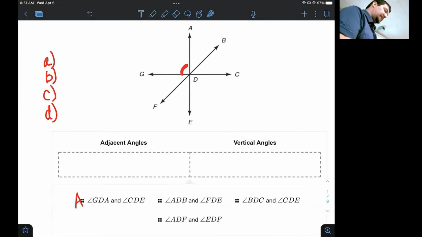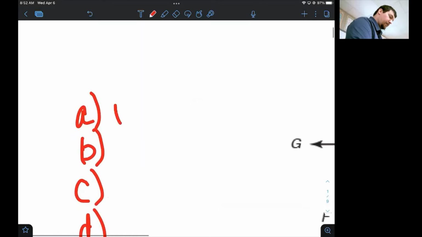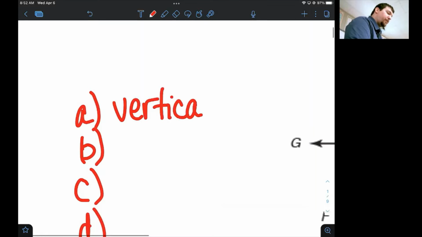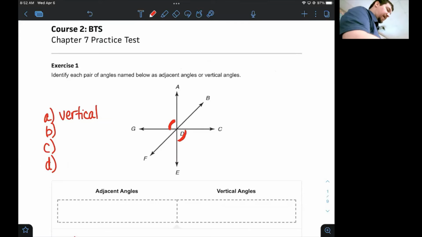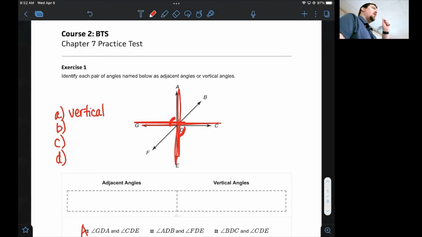And then we have angle CDE. CDE is this angle right there. Would I say those are vertical or adjacent, Frank? They're vertical. So for A, we can write vertical. Remember, vertical angles are angles that open up in opposite directions when 2 lines cross. And so the 2 lines we're talking about here are this line and that line. Looks like they're both right angles.